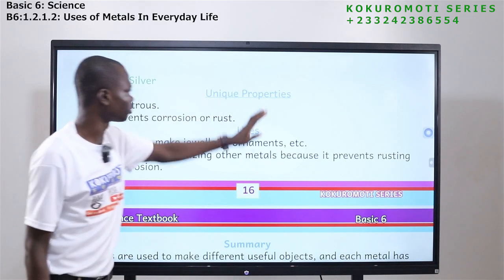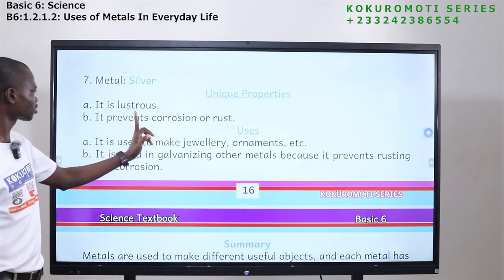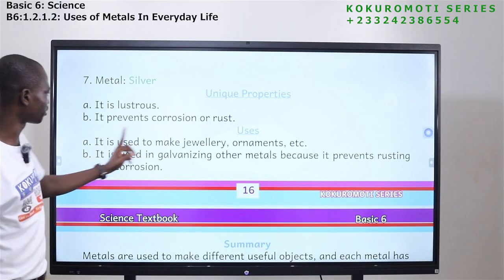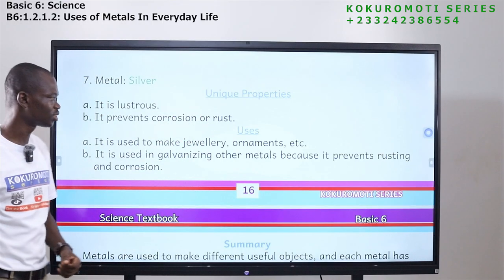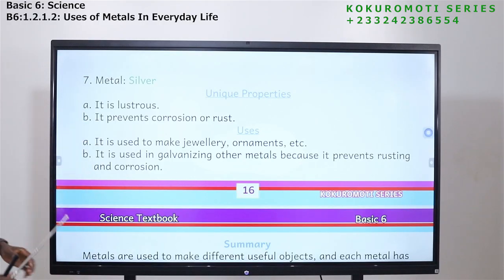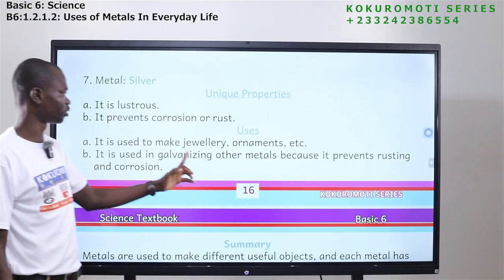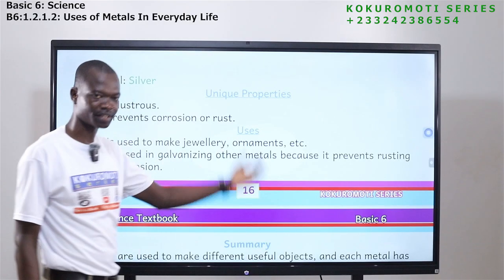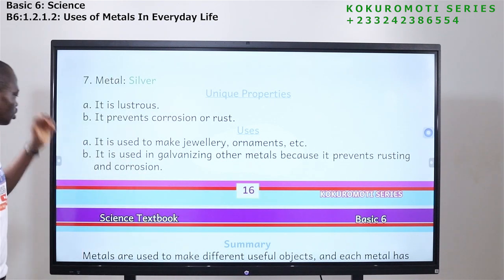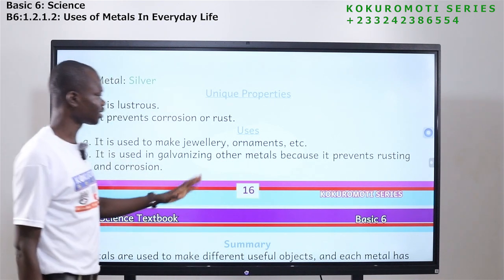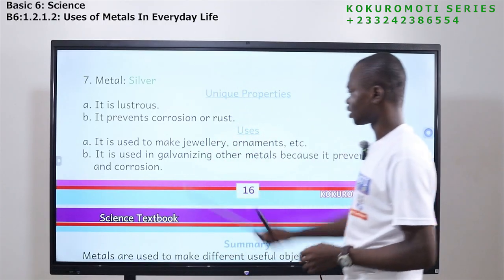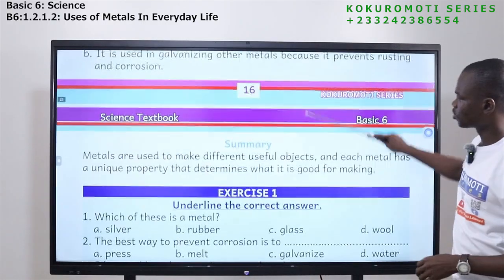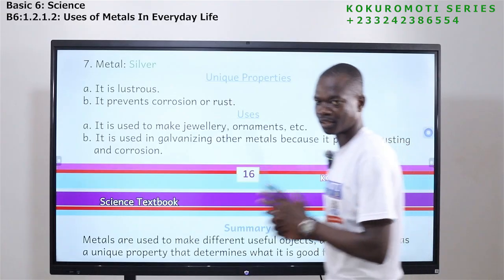Okay, so now let's look at the next one, silver. So what are the unique properties of silver? It is lustrous, and also it prevents corrosion or rusting. Because of these properties, we use silver for the following. It is used to make jewelry, ornament, and the rest. Two, it is used in galvanizing other metals because it prevents rusting and what? Corrosion.